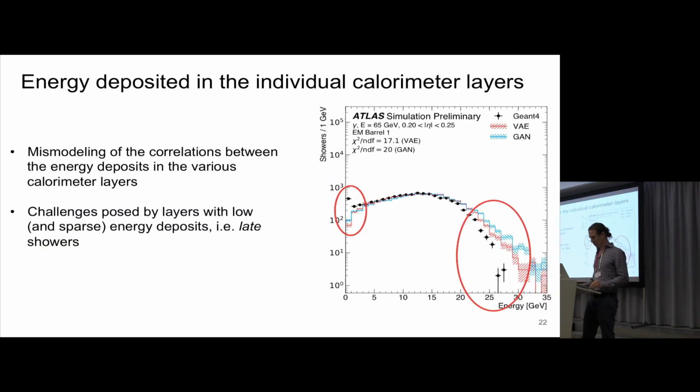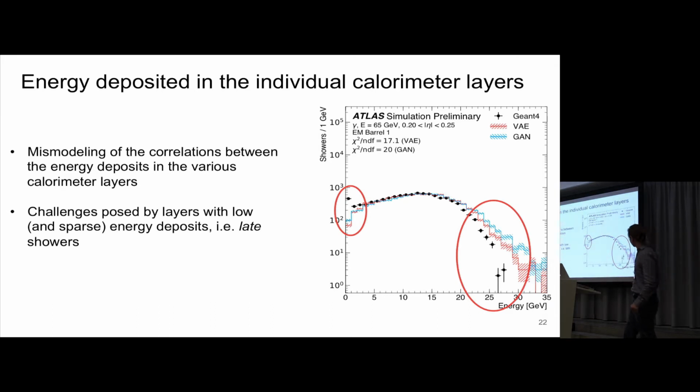So I'll start by showing you the total energy deposited in the individual calorimeter layers. This is, for example, the barrel 1, where the largest amount of energy is deposited. This is for photons of a certain energy. And what you see already is some level of mismodeling on the tails, and we believe this is due to the fact that the correlations between energy deposits in the different layers is not well modeled at the moment, so this needs some further tuning.